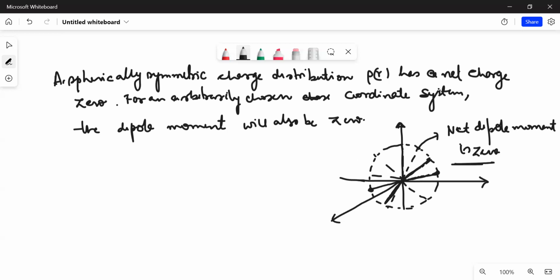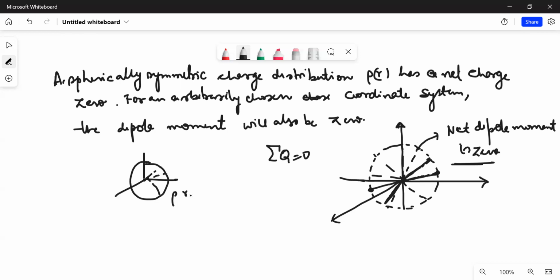Since the net charge is zero, the net dipole moment becomes independent of origin. So why not take the origin as the center of our coordinate system?